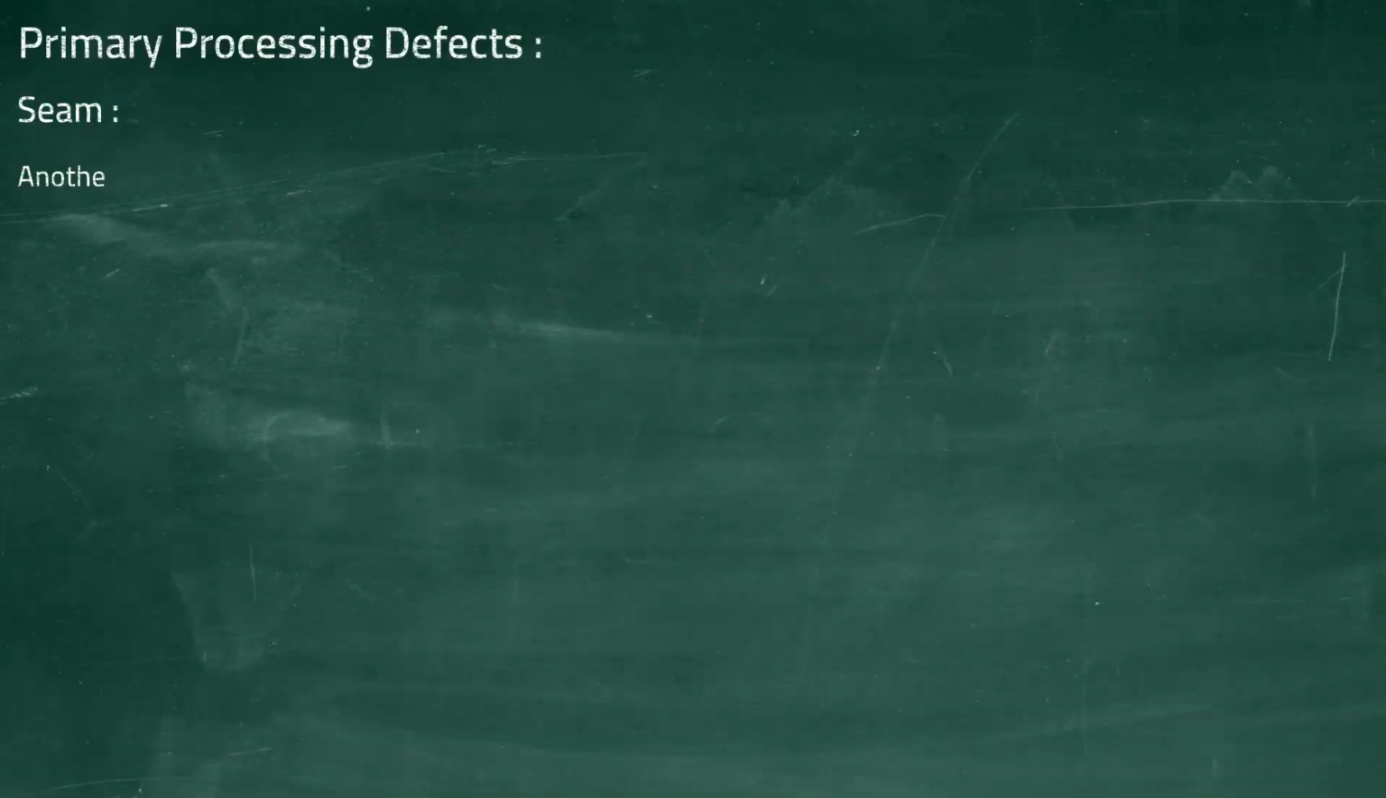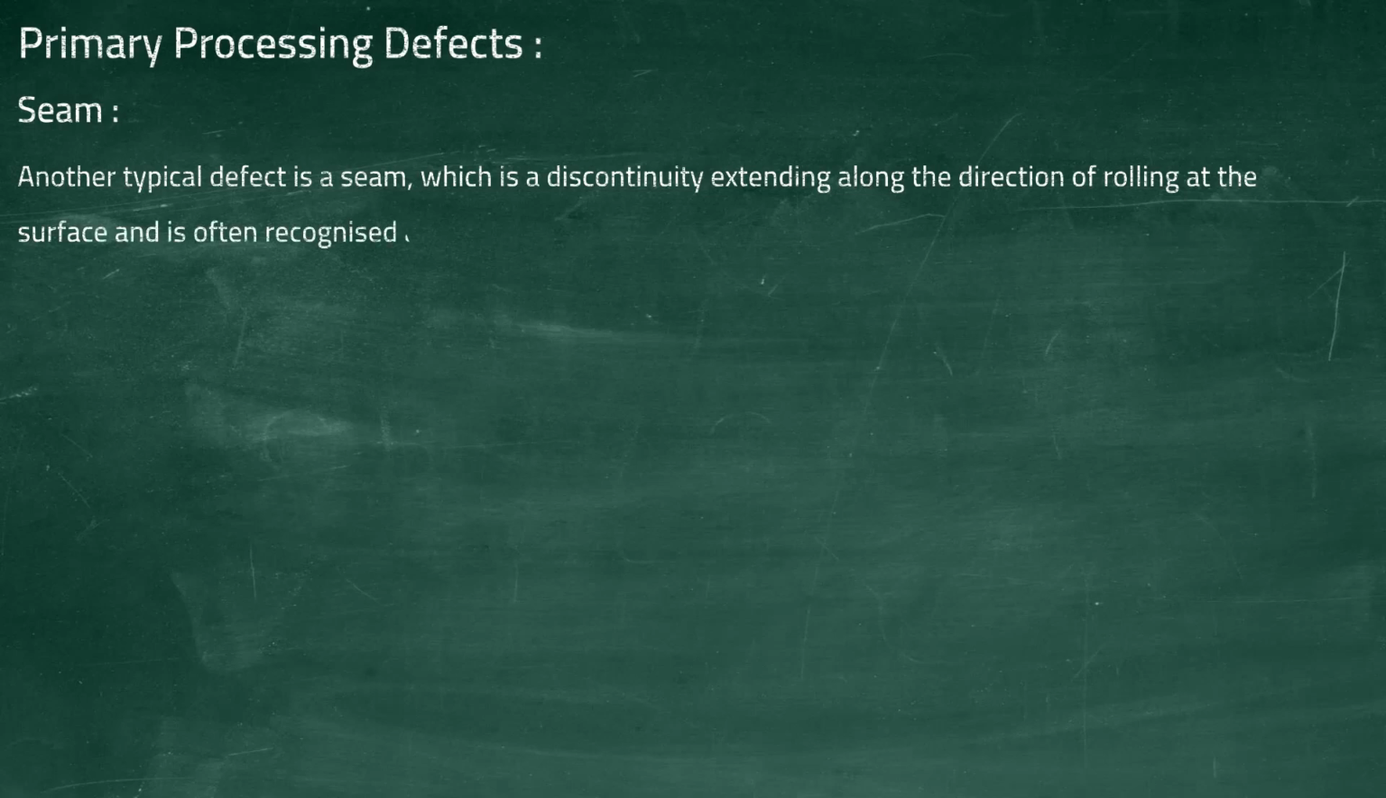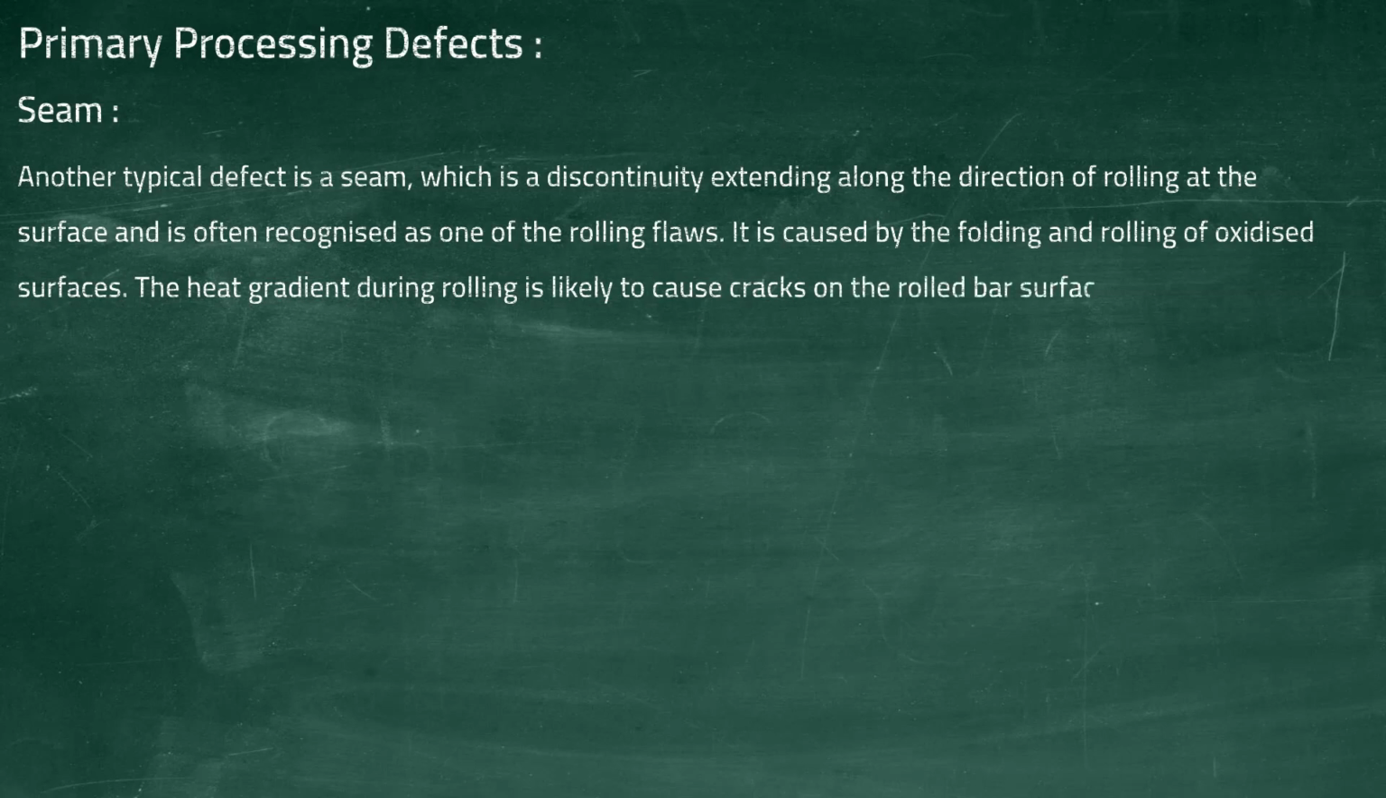Seam. Another typical defect is a seam, which is a discontinuity extending along the direction of rolling at the surface and is often recognized as one of the rolling flaws. It is caused by the folding and rolling of oxidized surfaces. The heat gradient during rolling is likely to cause cracks on the rolled bar surface.